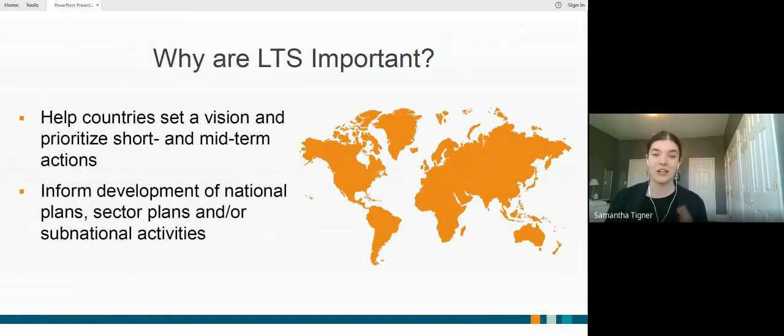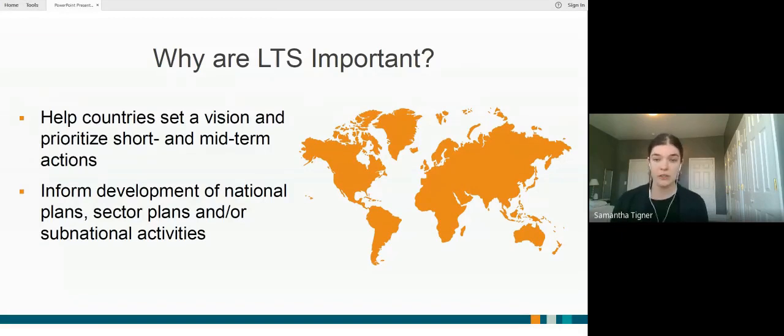So now that we have a general idea of what long-term strategies actually are, I think we should talk a little bit about why they are important and why we should be talking about these in the first place. Why should your country be working towards a long-term strategy? The first thing I'll say is that countries may consider the development of long-term strategies because these are strongly encouraged in the Paris Agreement, and we'll discuss this in greater detail shortly.